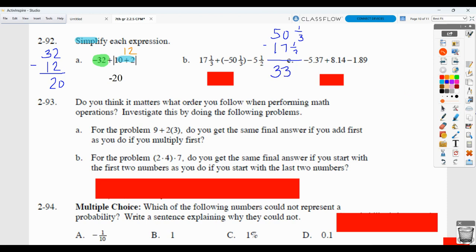But, again, is this going to be positive or negative 33? Well, 50 and 1/3 is pulling more in a negative direction than 17 and 1/3 is pulling in a positive direction. So negative 33. Now, when I combine this with negative 5 and 1/2, because remember, subtracting 5 and 1/2 is the same as adding negative 5 and 1/2, I basically have the same sign. I have 33, which is negative, and I have 5 and 1/2, which is negative. So when I combine those, I get 38 and 1/2, which is negative. Because again, these both have the same sign, so we just combine them and carry the sign.